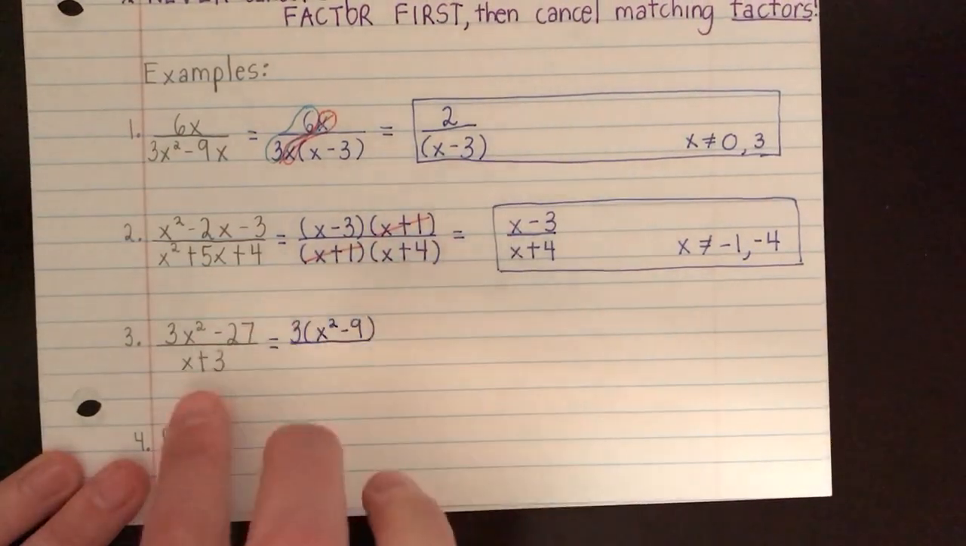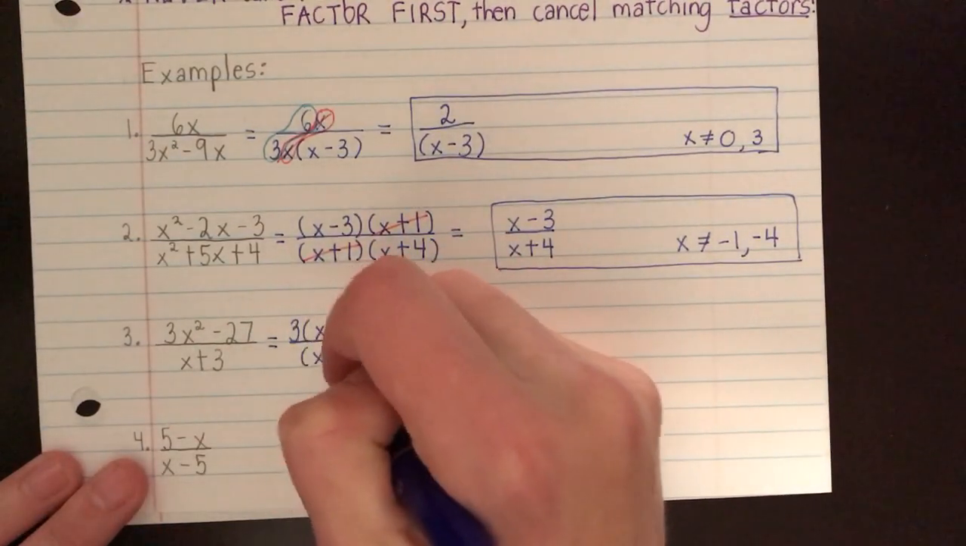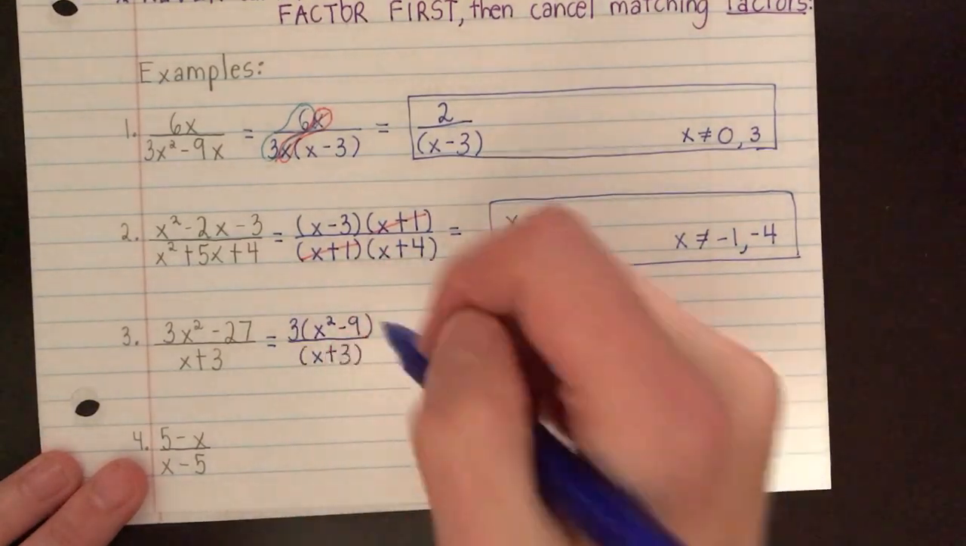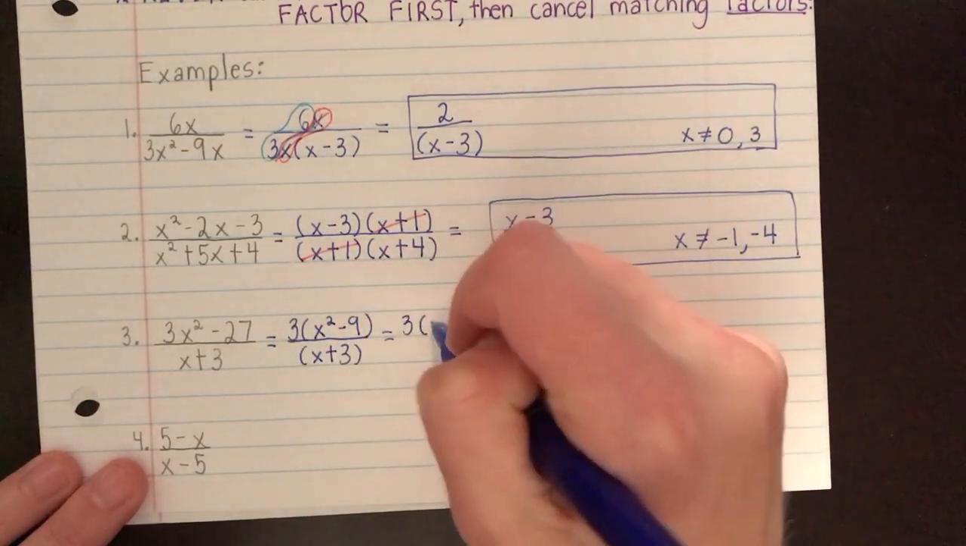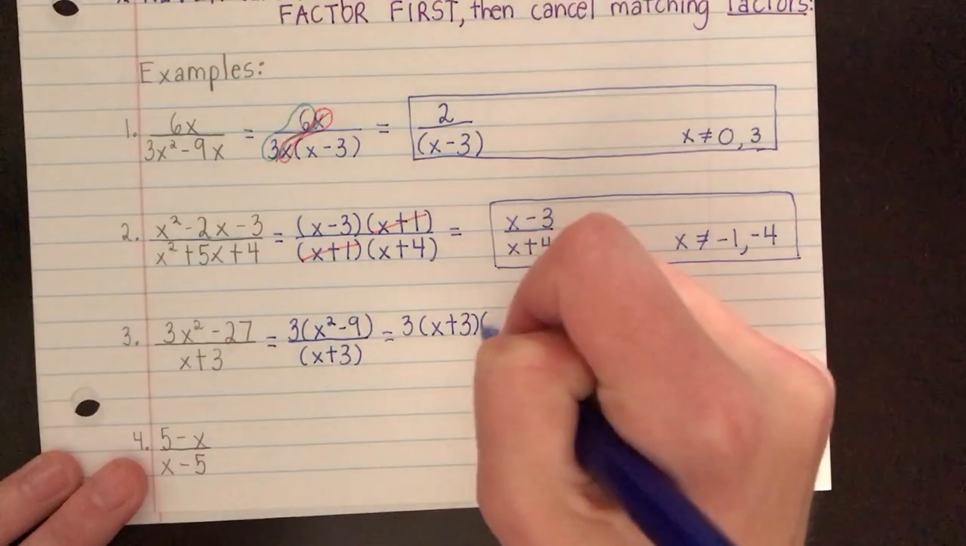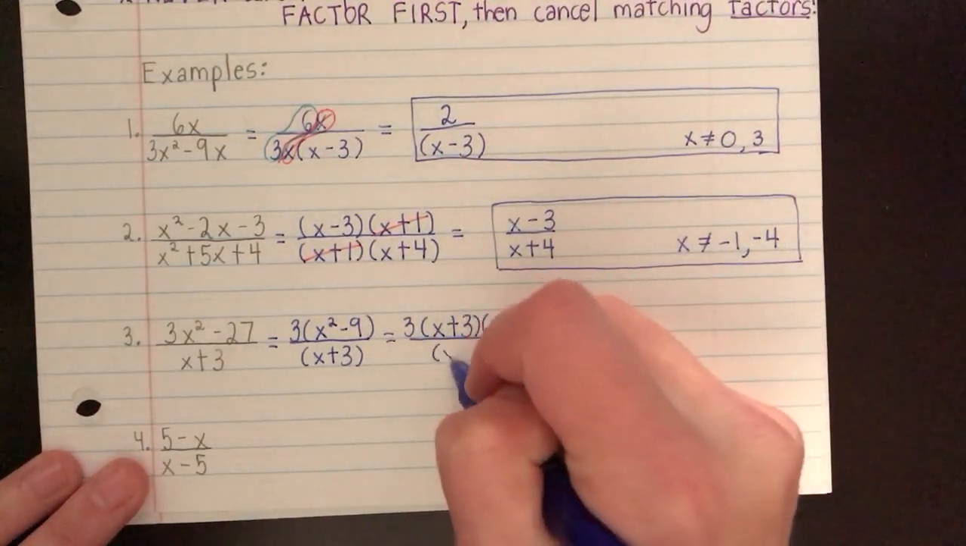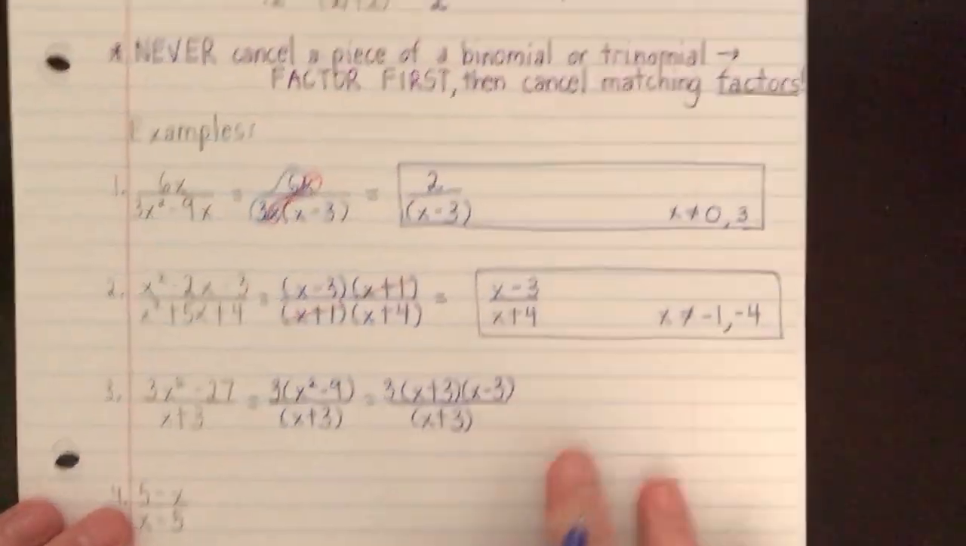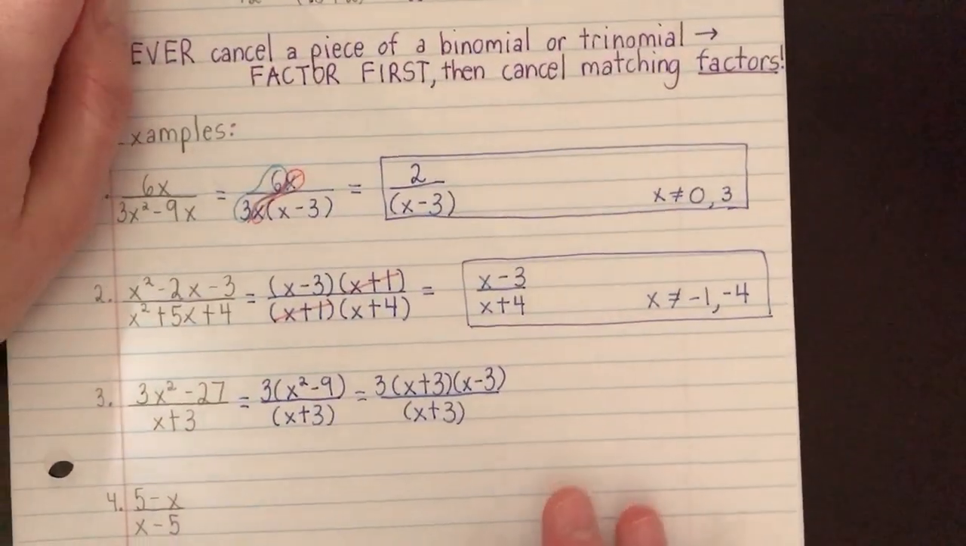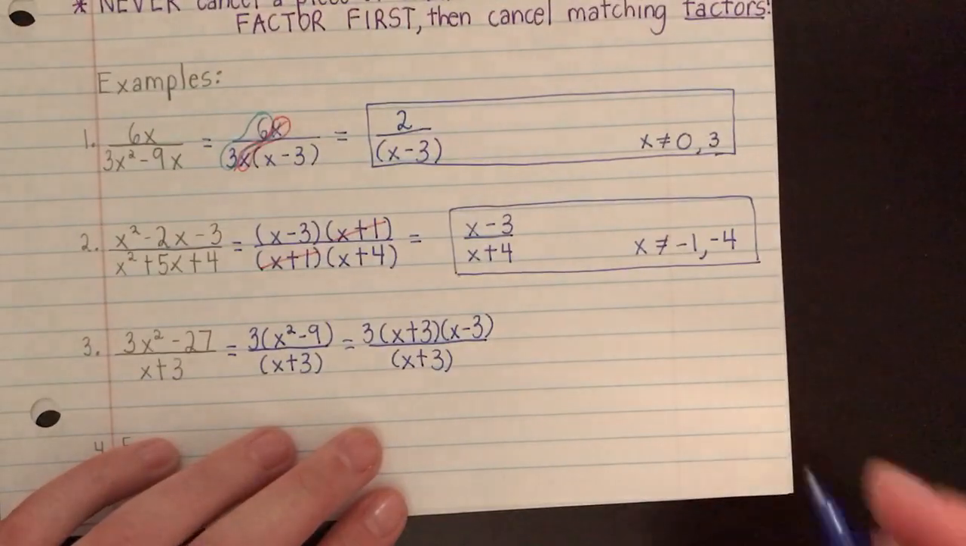Okay, nothing I can do on the bottom because that's a linear factor. I notice I have a difference of squares, so x plus 3, x minus 3. Once I'm done factoring, remember, do not forget this step. Once you're done factoring completely, state those restrictions.